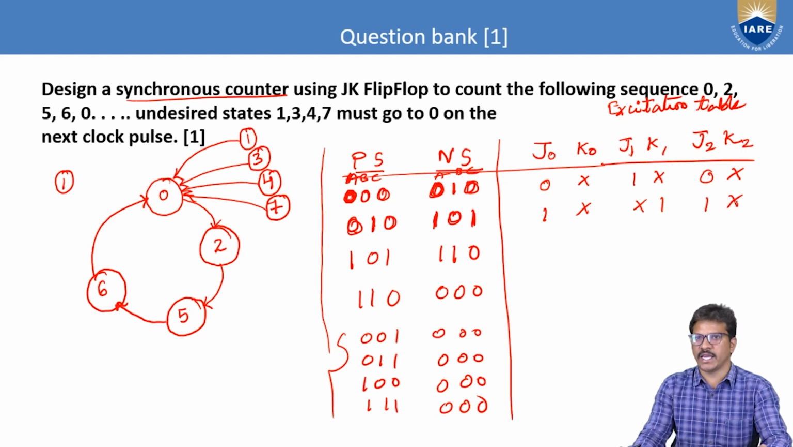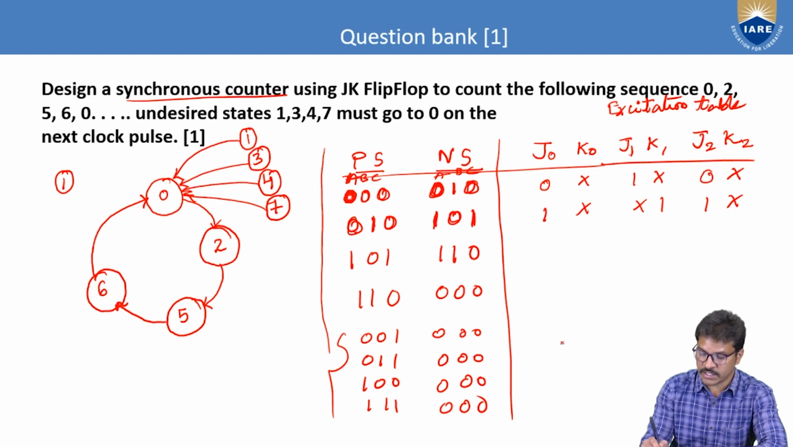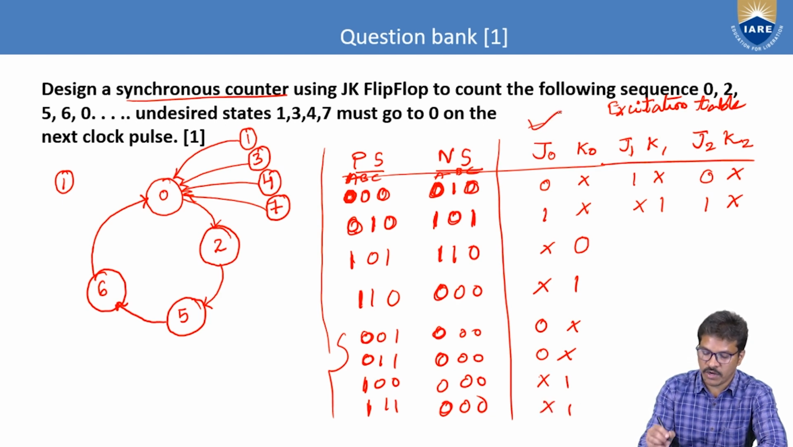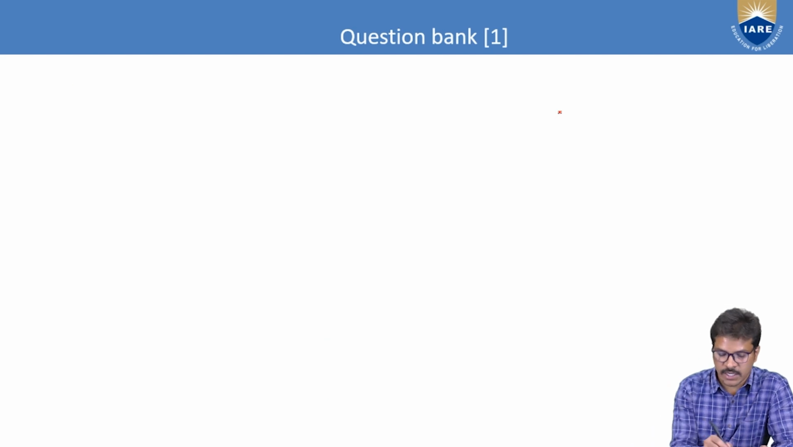So by creating this table like that, I'm creating the first one as J0 K0 so that you will understand this one. Then 1 1 x0, 1 0 x1, 0 0 0x, 0 0 0x, 1 0 x1, 1 0 x1. So now I'm taking the Boolean function for this one, J0.